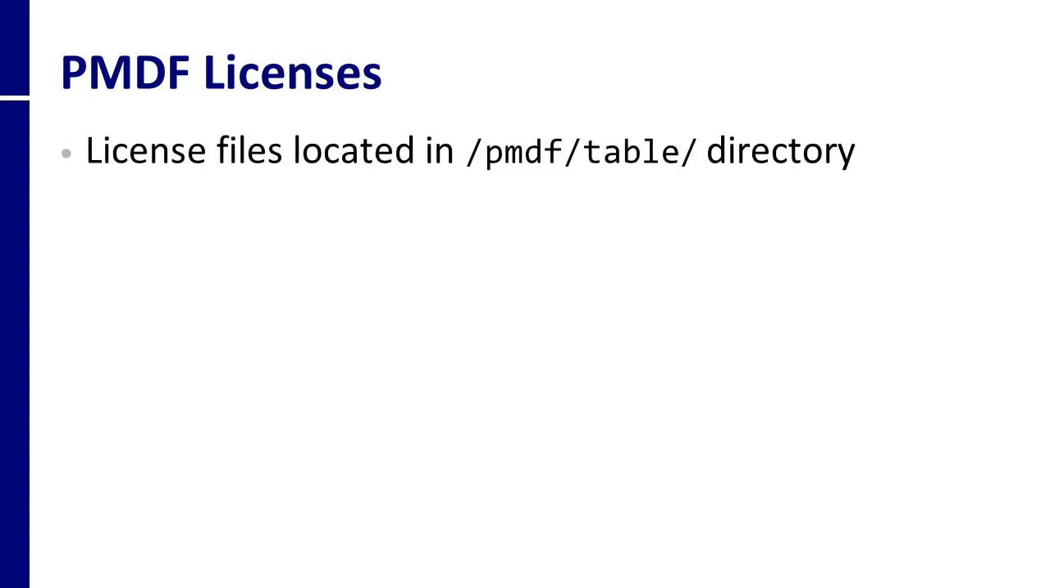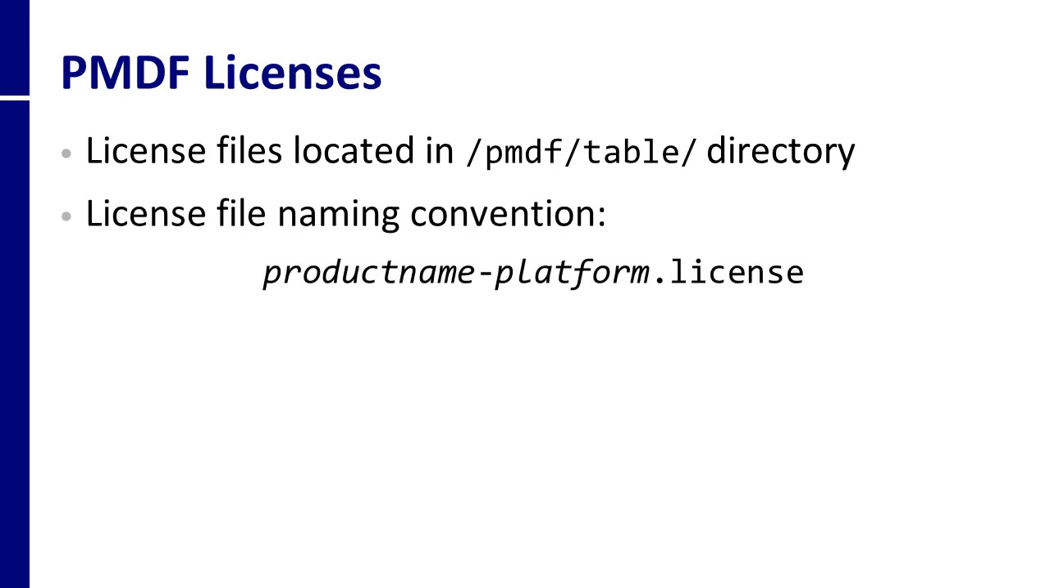Now, you need to check your licenses to make sure they're current. On Linux, the PMDF license files are located in the PMDF table directory. Each license file is named following the pattern of product name-platform.license. For example, the license file for the base MTA would be pmdf-mta-linux.license.